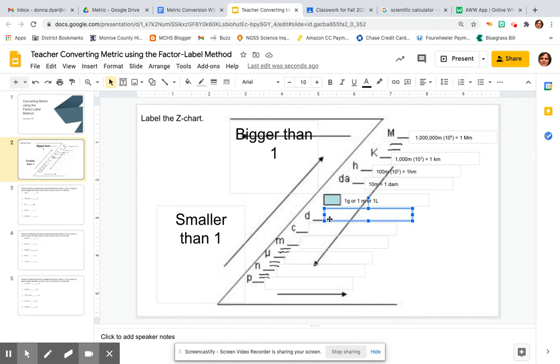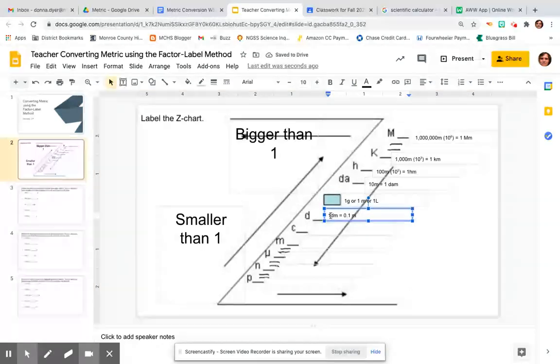Deci is 1/10, guys. So basically, this is 1/10 of a meter. So one decimeter is equal to 0.1 meters. Okay, and again, the other way you could write that, you could say, oh, there's 10 decimeters in 1 meter. But what we're going to do, we're just going to say, okay, 1 decimeter is 1/10 of a meter. Okay, again, these are smaller than 1. So 1/10 of a meter.